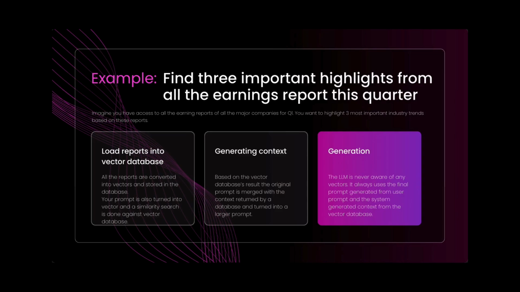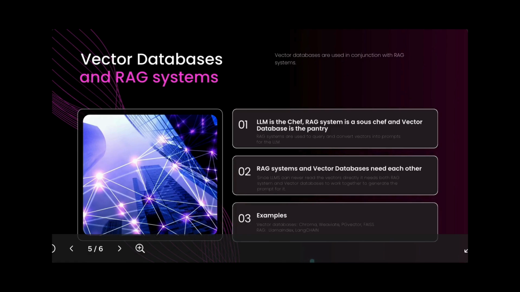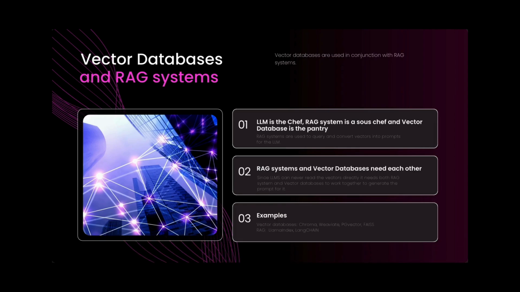What you really need to understand is that the LLM is your chef who is preparing the dish called output. RAG is the sous chef who goes to the pantry of the vector database, fetches all the relevant ingredients, and gives it to the chef. For the right output, you need a good, well-stocked pantry, a good, smart sous chef, and a chef.